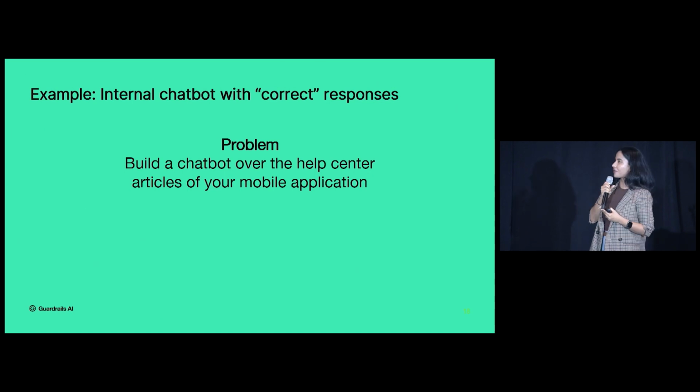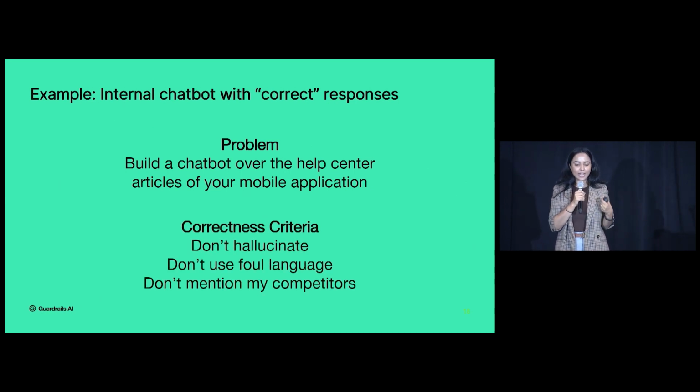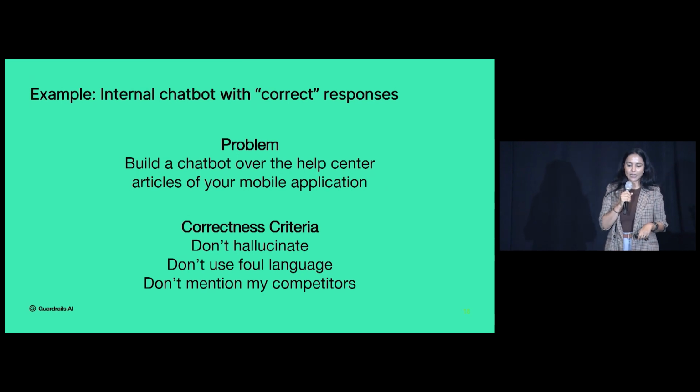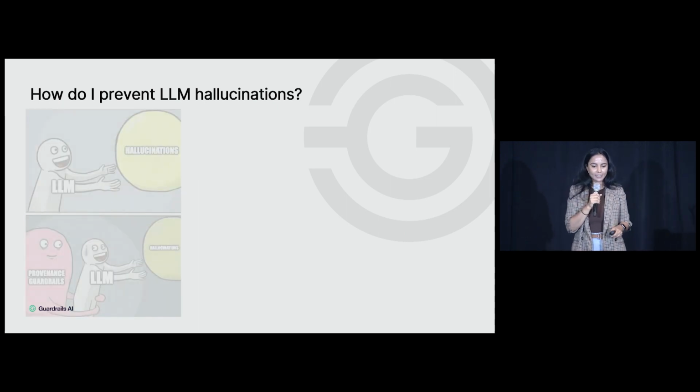Awesome. So now let's think through, if we were to actually build a system with Guardrails, how do you build an internal-facing chatbot where you always want to generate correct responses? So you're a company, you're basically building a chatbot over the Help Center articles, and you want to make sure that your LLM output never hallucinates, it doesn't use any foul language, and you never mention any competitors. So first, a little sidebar. How do you prevent hallucinations, right? The question that's top of everyone's mind.